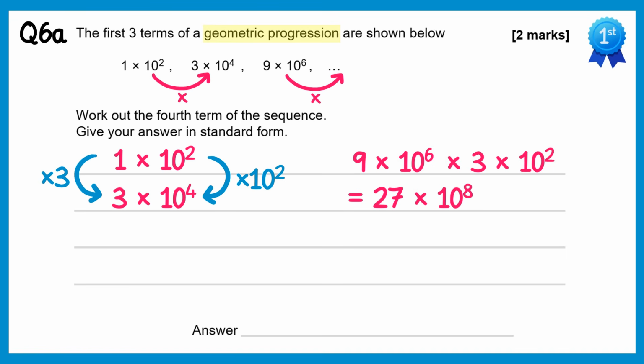In the question though, they ask for the answer in standard form, and this currently isn't in standard form because 27 is greater than 10. Remember, the first number in standard form must be between 1 and 10. So instead of 27, we're going to write 2.7. But to get from 27 to 2.7, you've just divided by 10. So you must also multiply by 10 to balance this out. So 10 to the 8 times 10, which is 10 to the power 9. So the answer is now in standard form, so it's 2.7 times 10 to the power 9.